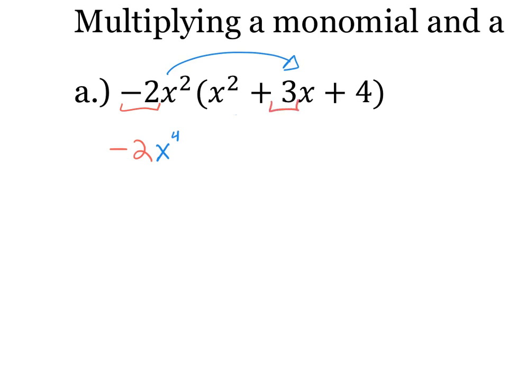-2 and 3 together would be -6. And then when I go to multiply together the variables, I get x. This is the power of 2. This is to the power of 1. I need to add those together, not multiply them. So I get x to the power of 3.